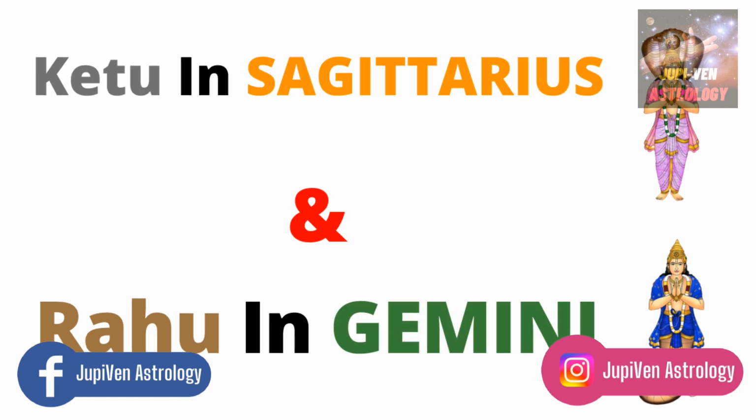Let's see what will happen when Ketu is placed in the sign of Sagittarius and Rahu is placed in the sign of Gemini. Let's talk about what will happen when Ketu is placed in Sagittarius and Rahu is placed in Gemini.